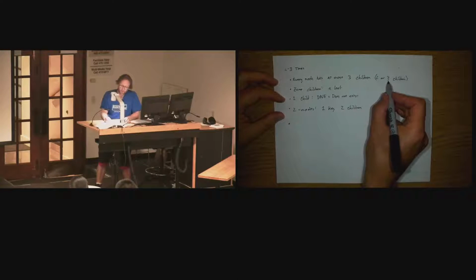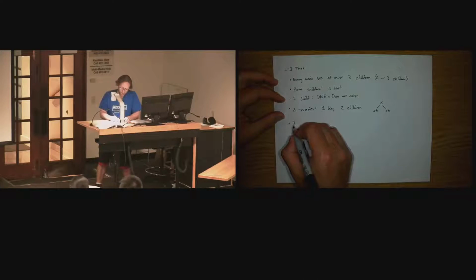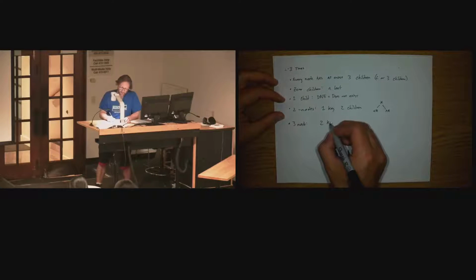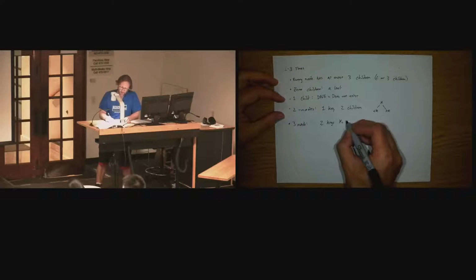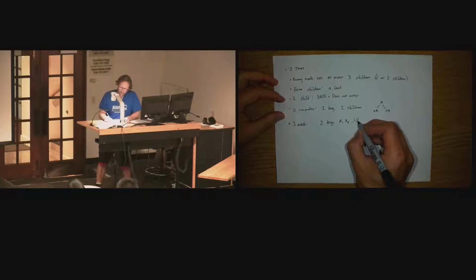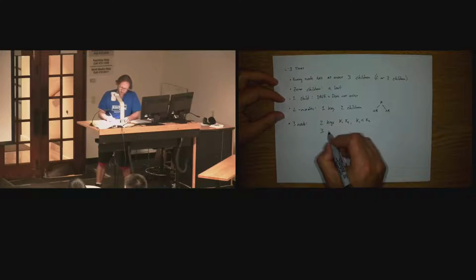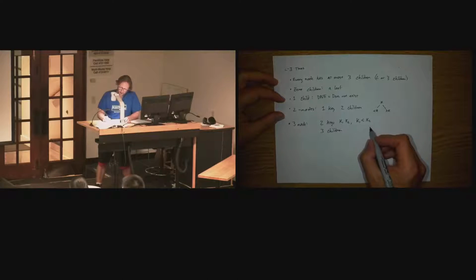And the only other possibility here is a 3-node. A 3-node has 2 keys that we label key 1 and key 2. And key 1 is less than key 2. And 3 children. So you can imagine what that looks like. I'll draw it as kind of an array here, because that's how it's usually done.